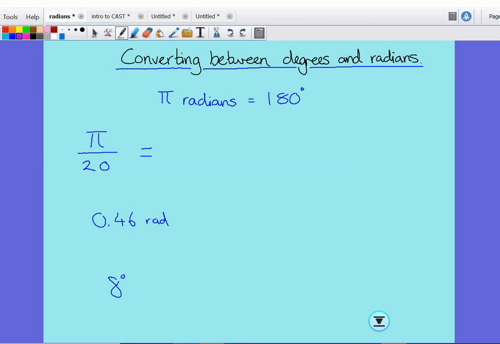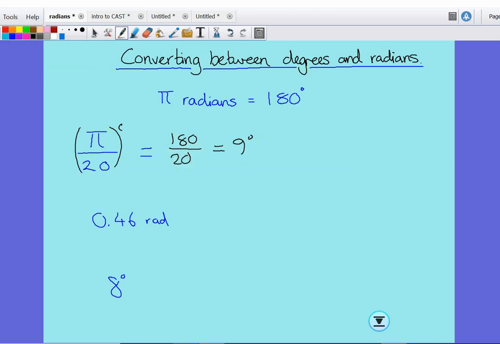So on the left here, I've got pi divided by 20. Well, this is in radians because any mention of pi means we're dealing with radians, so I'm going to put that little c there. You can see that from using this fact, this side has been divided by 20, so we're just going to do exactly the same, which equals 9 degrees.